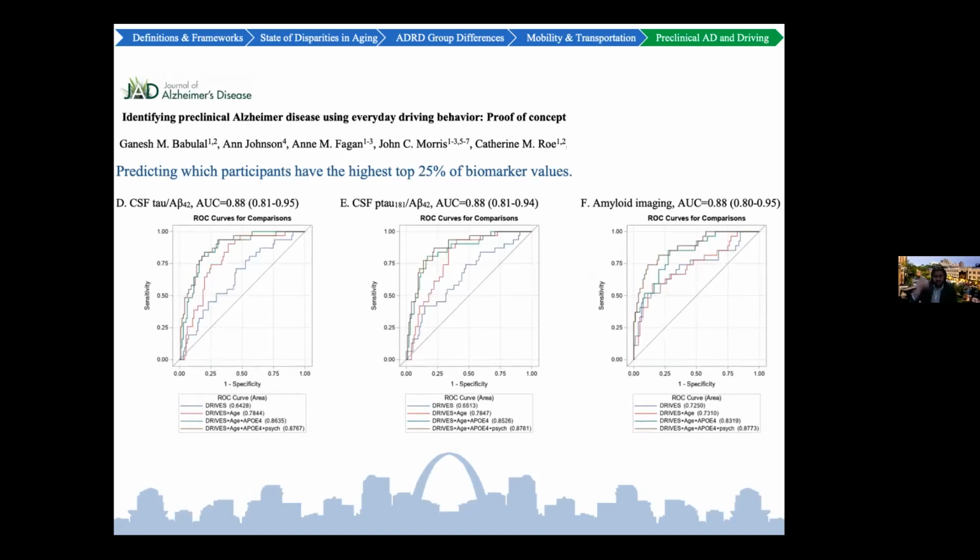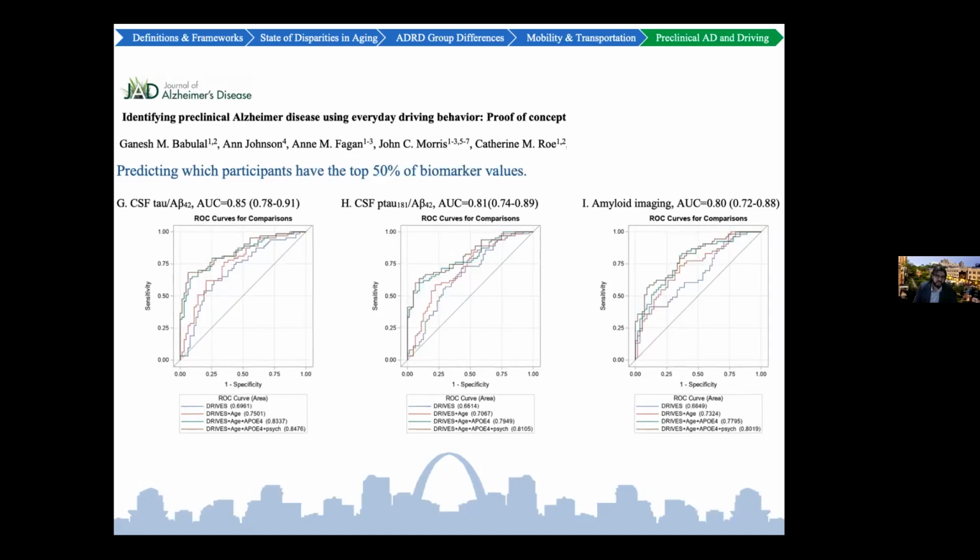And then we started to ratchet down the demarcation within the group. And so this is data for the highest top 25%. And similarly, we saw that the drives variable alone was able to predict, with AUCs from 0.64 to 0.72. And in addition to the age, APOE4, and also the neuropsychs, we saw the AUCs bump up to 0.88. And there was a similar trend again, where we literally used the median split within our cohort to see.